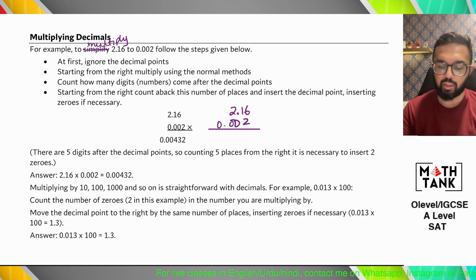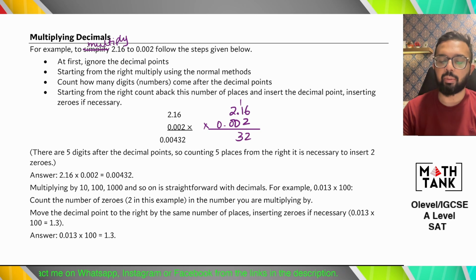So what you do is you start multiplying by 2 and you write 2 times 6 is 12. You put out a 1 carried. 2 times 1 is 2, plus the carry gives you a 3. You don't put a decimal. 2 times 2 is 4. So you write 432. That's 216 multiplied by 2.